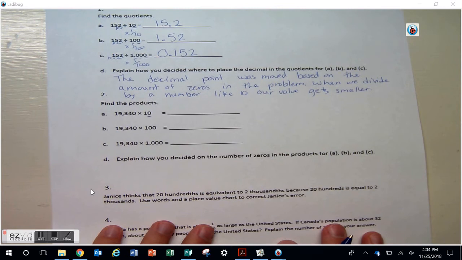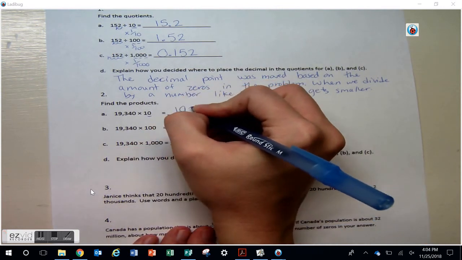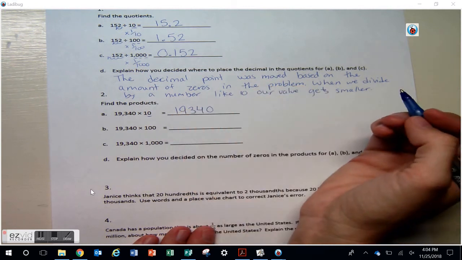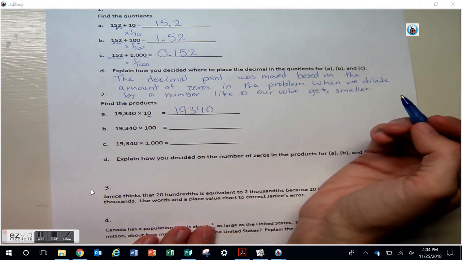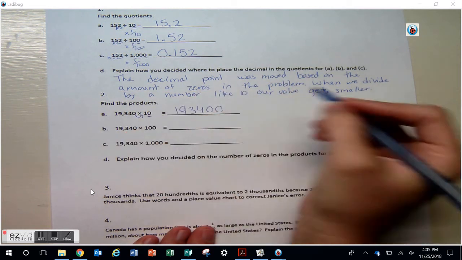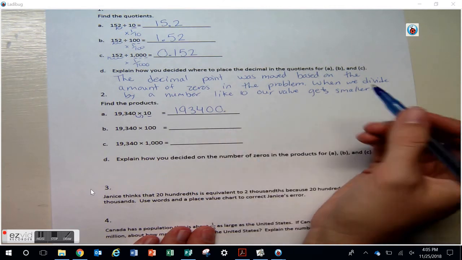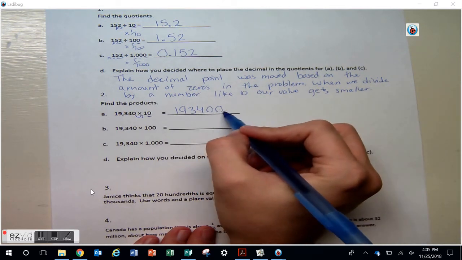Here, we're multiplying by 10. So I'm going to write my original value, and I'm going to move that place value once to make it bigger, and my invisible decimal point would be here. Again, count from the decimal point, 1, 2, 3, place your comma.